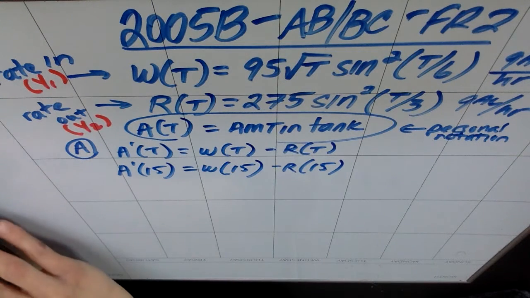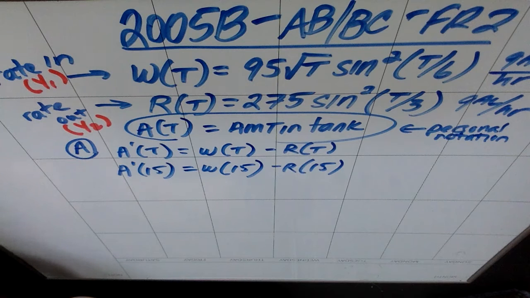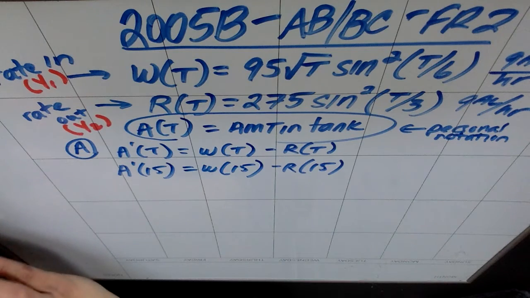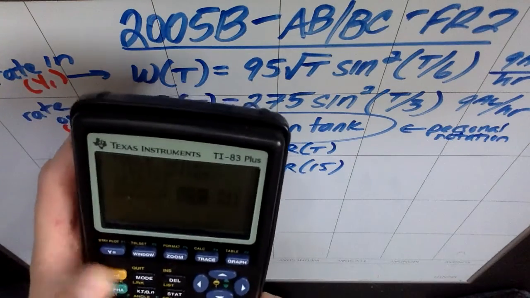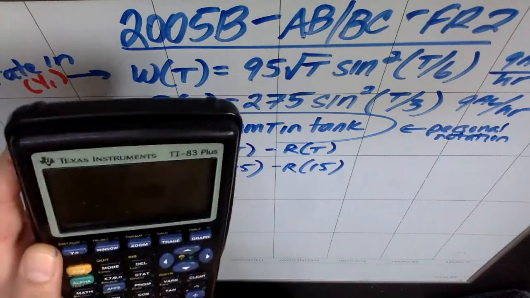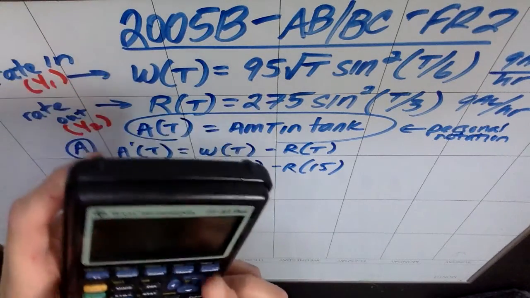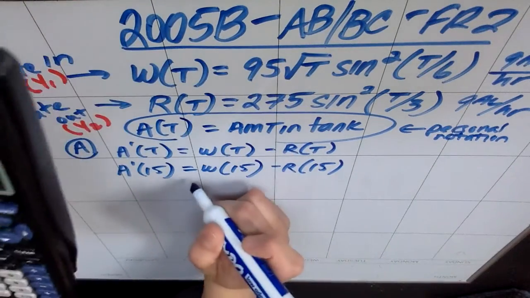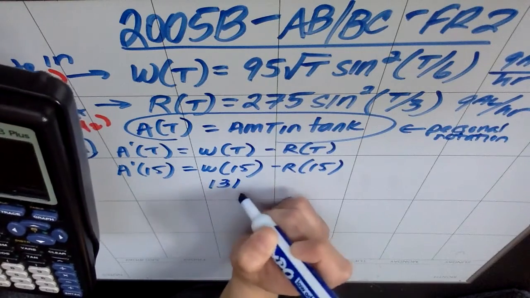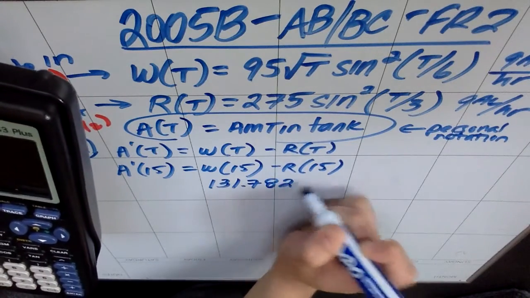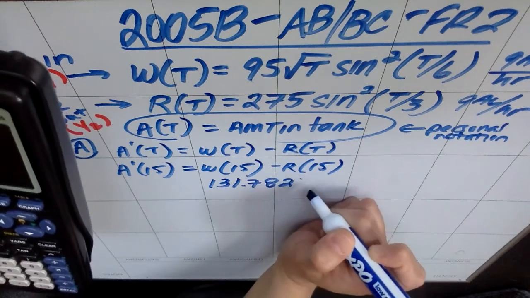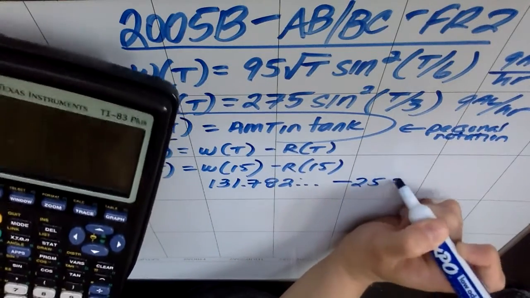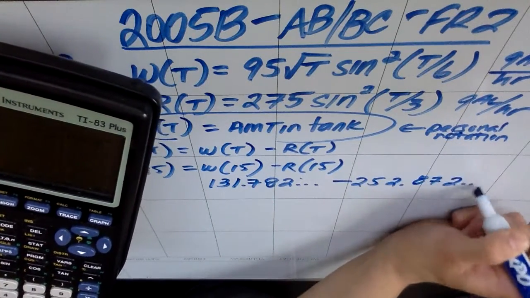One easy way is to go to table set, which is second, and then window, and say, I really want to know what happens at 15. Then if you go to your table, you'll see that you get a y1 value, and if you scroll over, you get the whole value. So you're going to get 131.782, and so on, minus, and if you scroll over to the other one, 252.872, and so on.